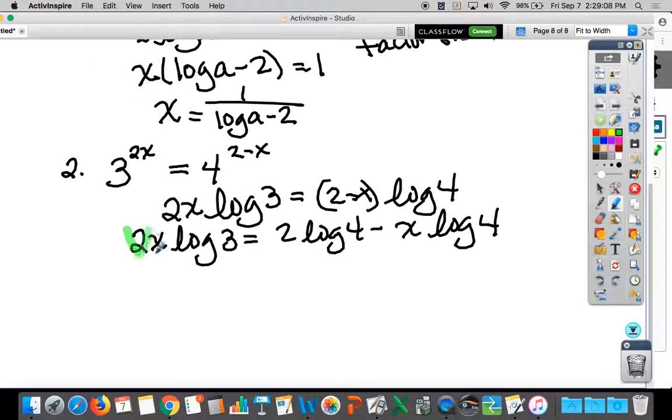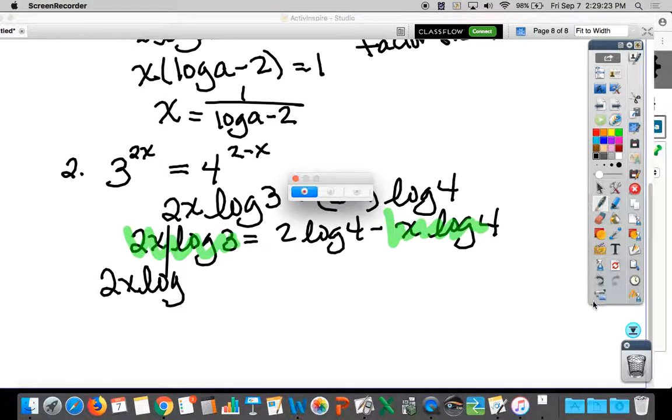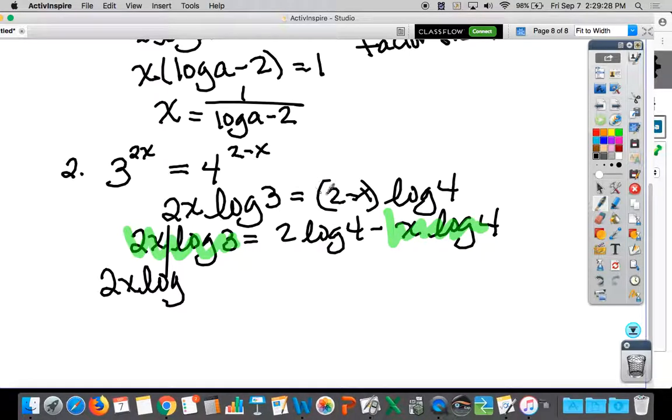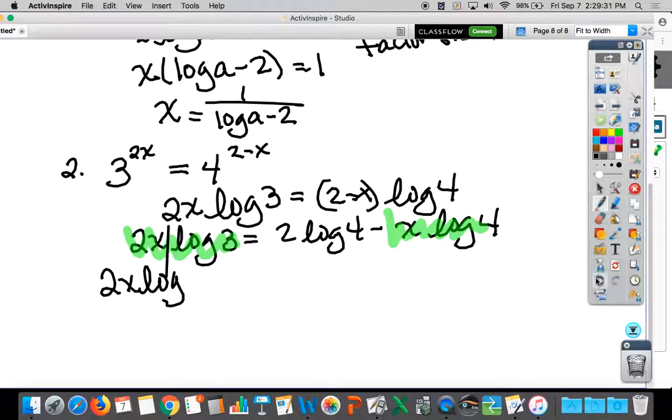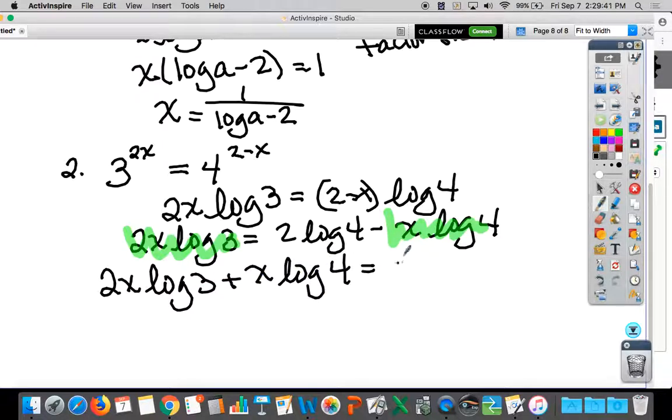All right, 2x log 3. Good. Give me another x term. Okay. So I've got to get those together. So I'm just going to move this one over. It doesn't matter which side I move it to. Plus x log 4 equals my non-x term, 2 log 4.